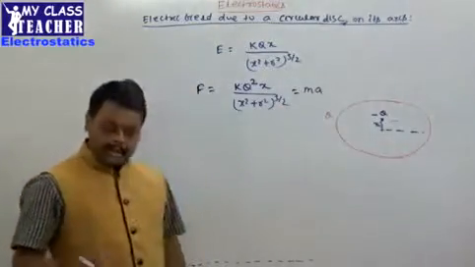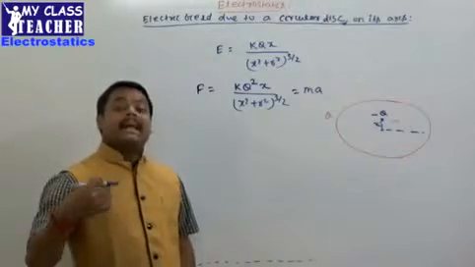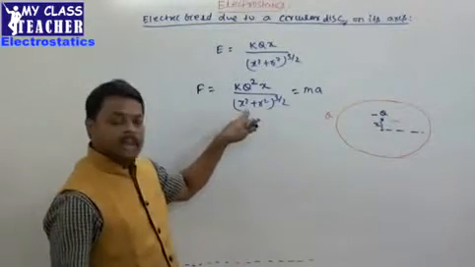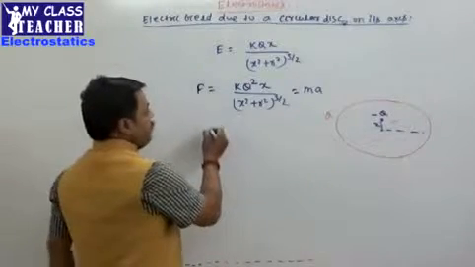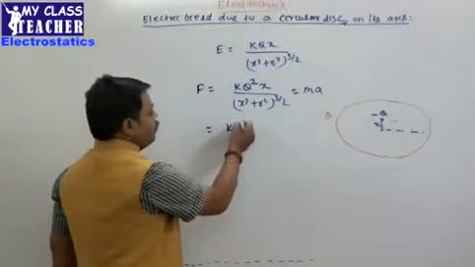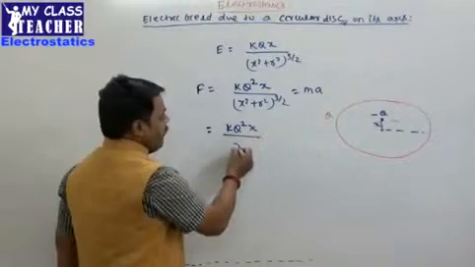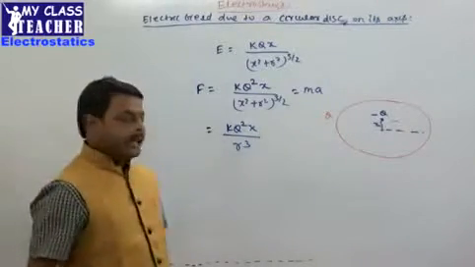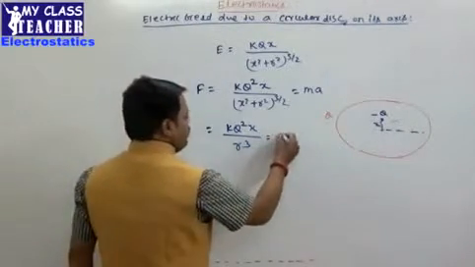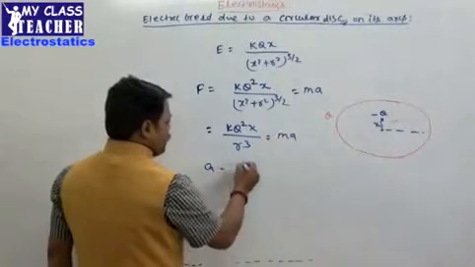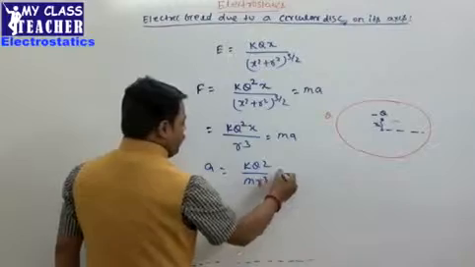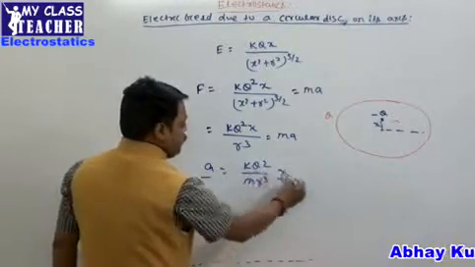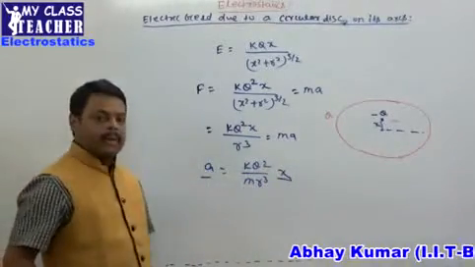But according to the question, since the particle is displaced slightly, the value of x is small. If the value of x is small, x square can be neglected, so that becomes k q square x divided by r cube, equal to mass into acceleration. So acceleration is equal to k q square divided by m r cube, into x. So acceleration is proportional to x, and the motion becomes simple harmonic.